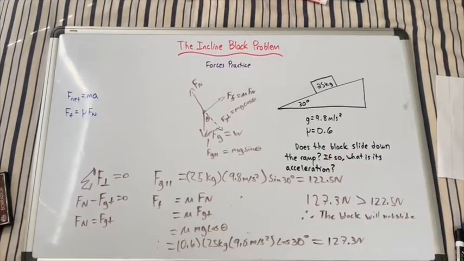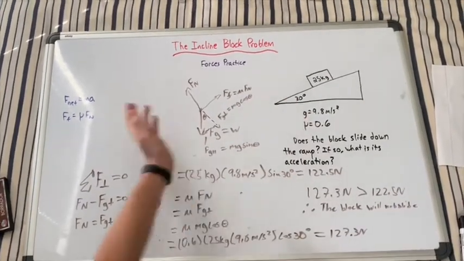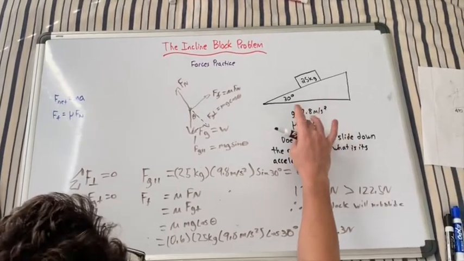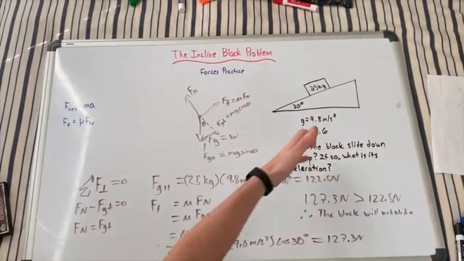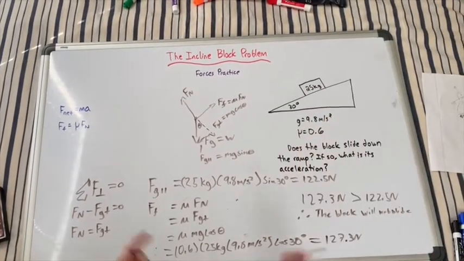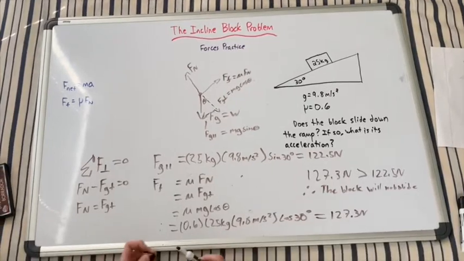And this is a pretty cool result, I think, because usually we would just assume that the block would slide down, but since this mu value, this coefficient of static friction, is so high, it's 0.6, and the maximum value it can be is 1, that explains why the block doesn't slide. And yeah, that's how you do one of these incline block problems.